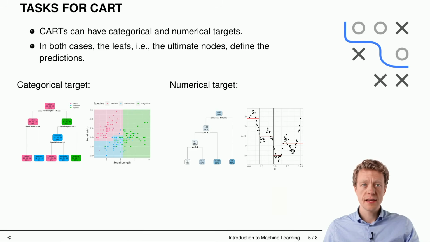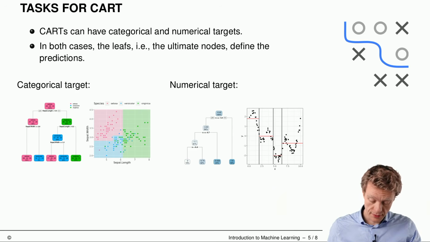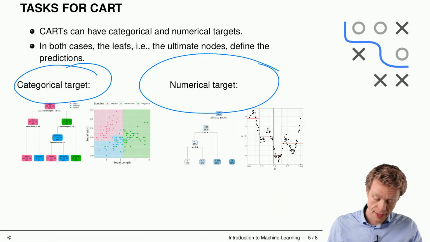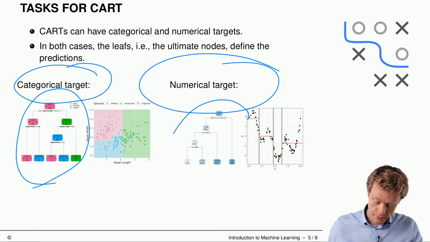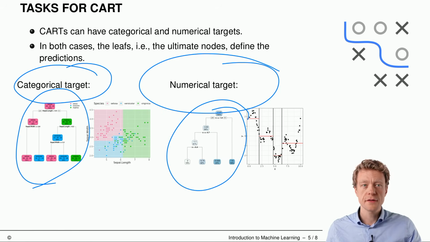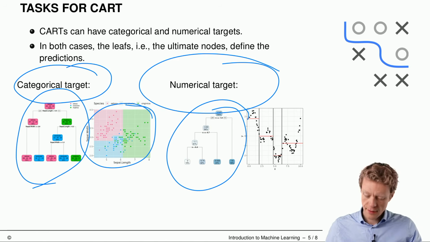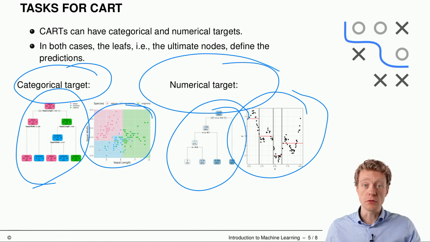As said before, CARTs can have categorical and numerical targets, so we can perform classification, left-hand side, and regression, right-hand side. And the tree structure is very much the same here and there. The only difference is that, of course, when we have a classification, then this constant prediction will be a score or a probability for a class, where the constant prediction for regression will be just a real number, which is from the same scale as the target variable.